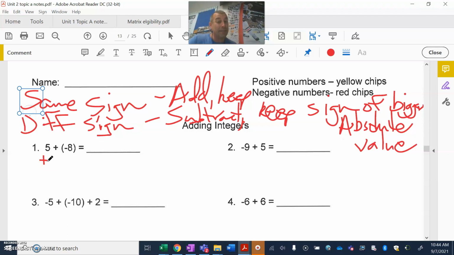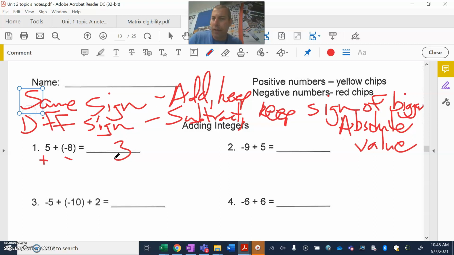Look at the 8. Positive or negative? Well, it is a negative that's there. So we have different signs. Let's follow the rules here. Because we have different signs, we are actually going to subtract. Again, I see the addition sign there, but now that negative numbers have shown up, it's going to change things. So we are going to subtract. When we do our subtraction problem, it's normal subtraction, bigger number first. So 8 minus 5 gives me a 3. But I have to keep the sign of the bigger absolute value.